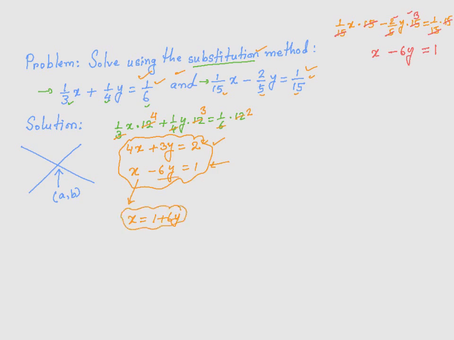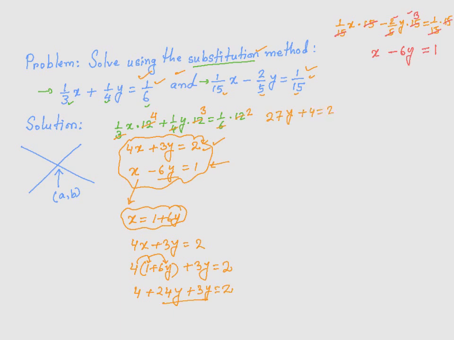Now I am going to take this value and plug it into this one, which is 4x plus 3y is equal to 2. 4 times 1 plus 6y, plus 3y is equal to 2. Now use the distributive property. 4 times 1 is 4. 4 times 6y is 24y, plus 3y is equal to 2. Now 24y plus 3y is equal to 27y. Then plus 4 is equal to 2.